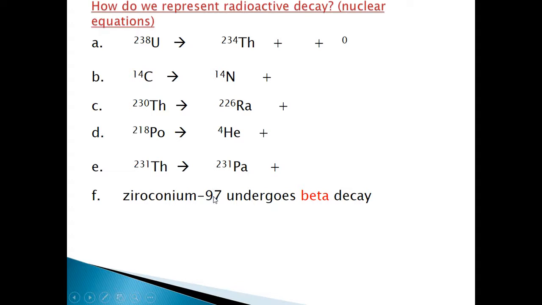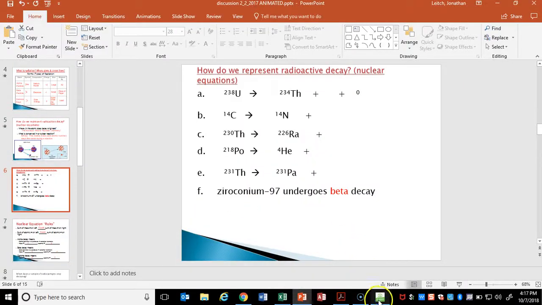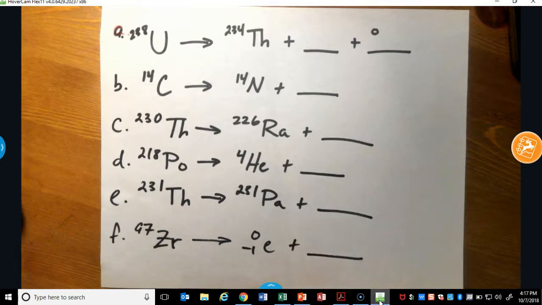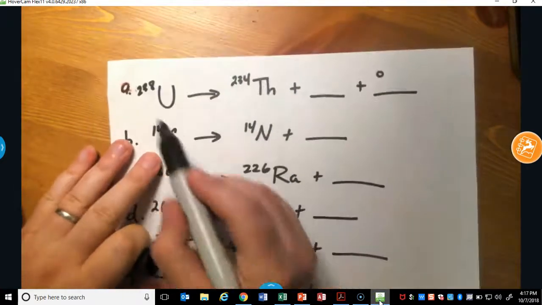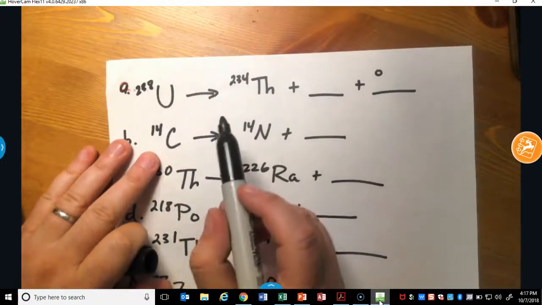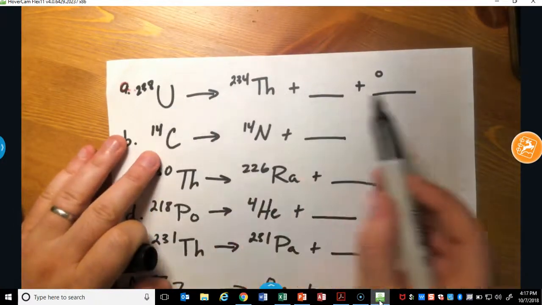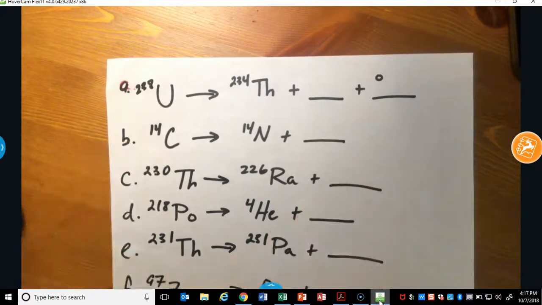So here are some equations for radioactive decay. Now, this was too much of a pain to fill in with the PowerPoint, so I'm going to do this with my document camera and my periodic table. So when we look at Part A, I have uranium-238. Now, in order to complete these equations, I need to have all the atomic numbers.